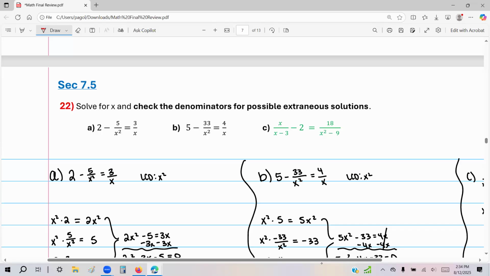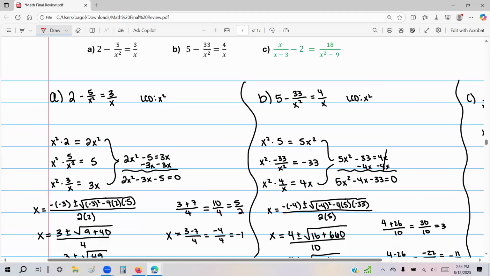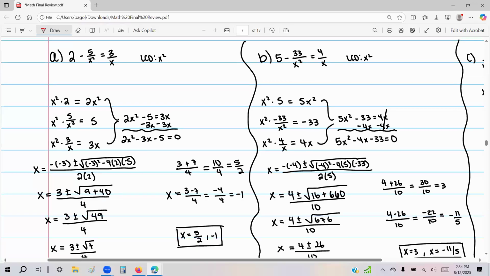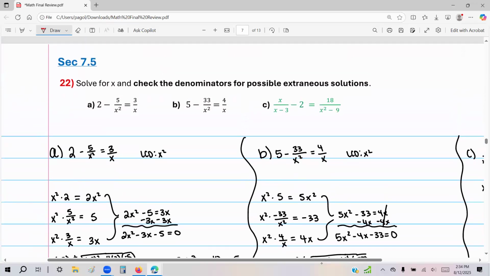So bring everything to one side, and you look for your LCD. So between x and x squared, your LCD is x squared. So multiply top and bottom by x squared. This already has x squared, so no need to do anything here. Then x. Which method did she use? She got rid of the denominator and used the quadratic formula, no problem. But the method I prefer is having the same denominator. So multiply top and bottom by whatever is missing.